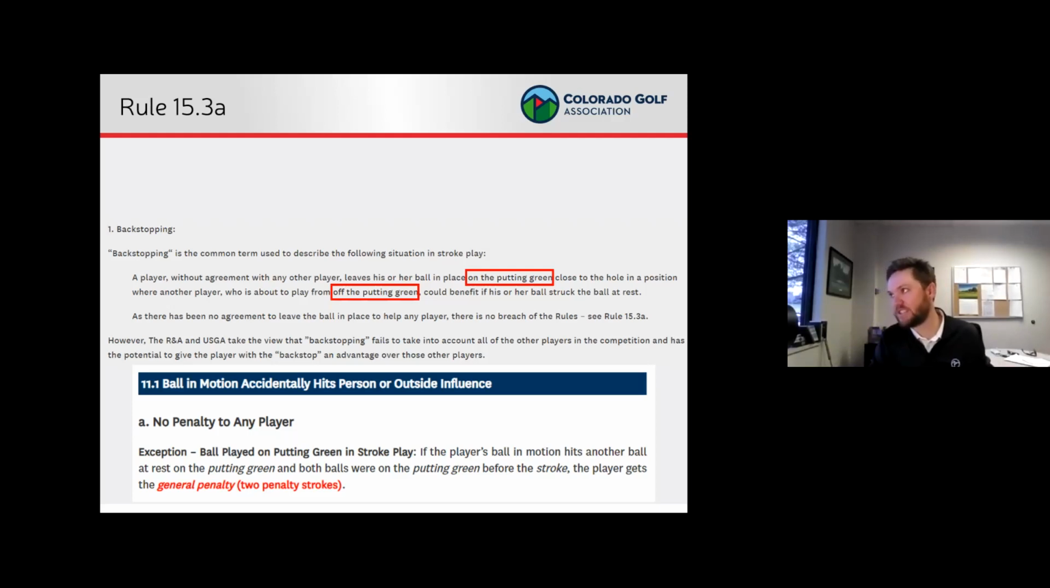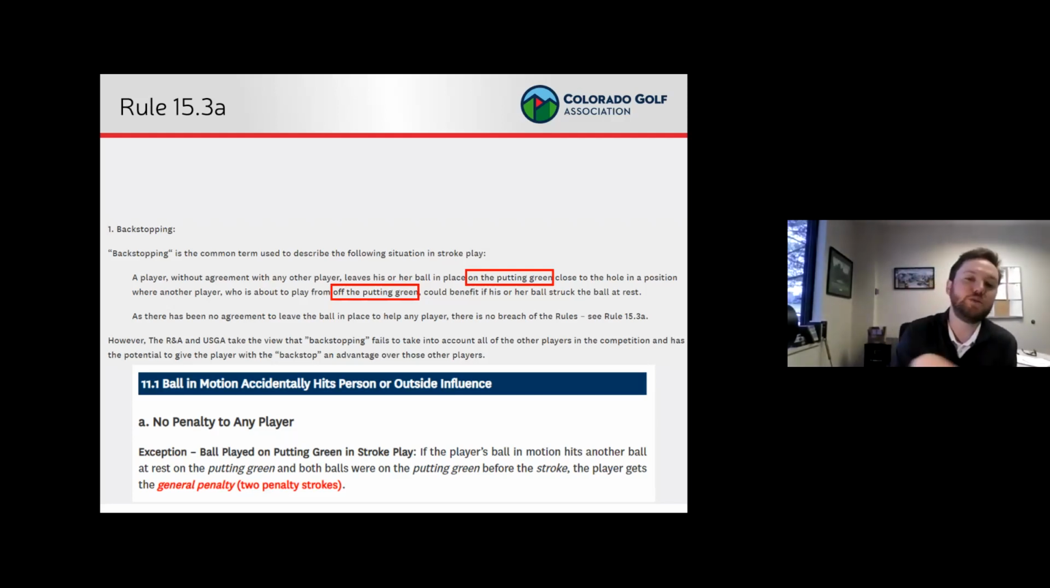So, I don't say backstopping doesn't exist on the putting green, but if I putt and there's another ball on the putting green and I hit that, I'm only penalized 2 strokes in stroke play. So the rules already kind of guard against that. But in the case that we see here in backstopping, the rules don't guard against that. If I just chip and hit a ball anywhere, as long as there was an agreement, I'm not penalized. So here, in its natural state, there's no penalty.